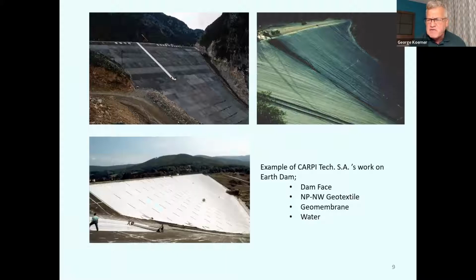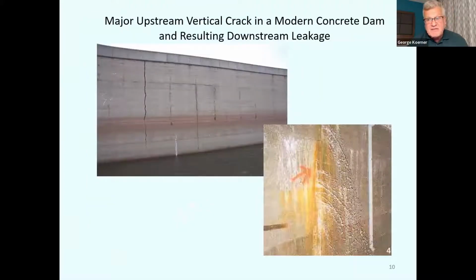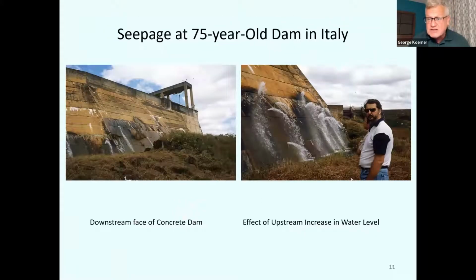Please realize, going from the dam face, there's a needle-punch non-woven, which acts as a protection layer, a cushioning layer, as well as a drainage layer, then the geomembrane, and then the water. So the membrane is the barrier system. The textile is a multi-component as a drain, as well as a puncture protection, and then the dam face itself. You can have several occurrences of this. This is a large vertical crack that you see in a concrete dam upstream. This is on the downstream side.